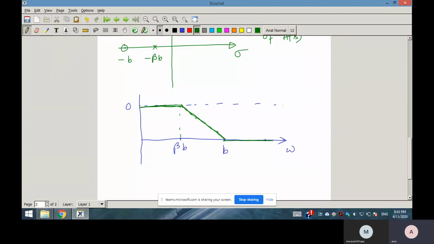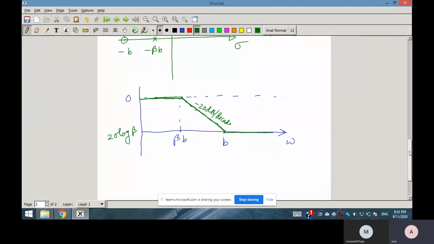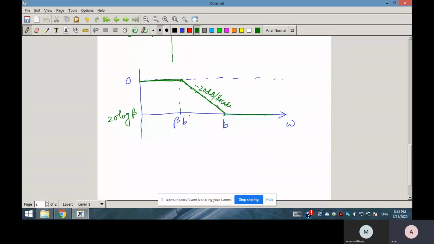So this is 0, and what is this magnitude? This magnitude will be 20 log of beta, because the slope is minus 20 dB per decade. Okay, so now this is your Bode plot. From the Bode plot you can easily see that in this frequency range gain is unity, but in this frequency range it is providing attenuation. Gain is negative because beta is less than 1.